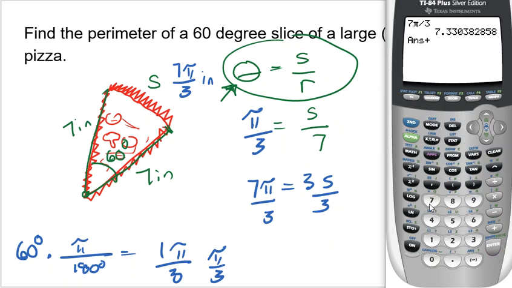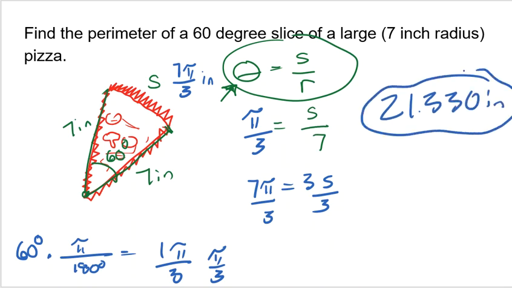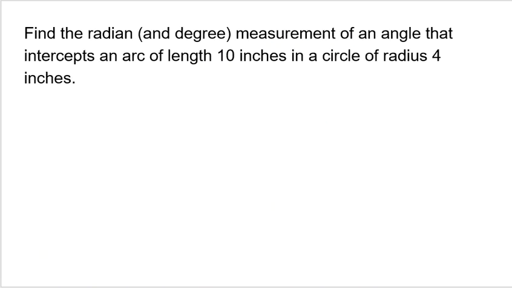Add the two other sides because they want us to find the perimeter. That's the 7 and the 7. And we get 21.330 inches is the perimeter all the way around that slice of pizza. So pretty good problem, pretty easy problem, but you really have to remember if you're going to use this awesome formula, you got to make sure you're in radians for all problems.